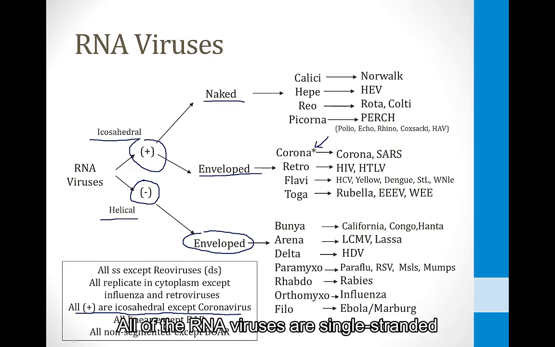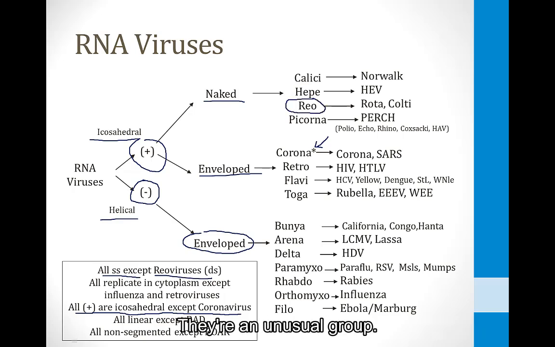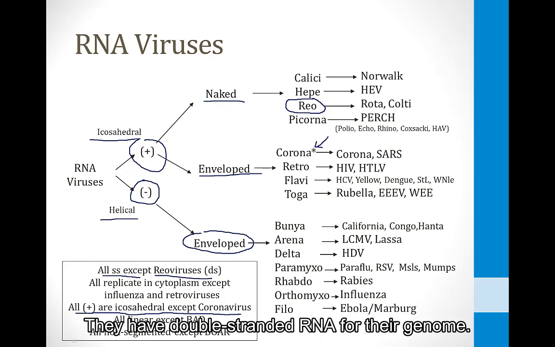All of the RNA viruses are single-stranded except for the reoviruses, which are double-stranded. I'm circling those right now. They're an unusual group. They have double-stranded RNA for their genome.